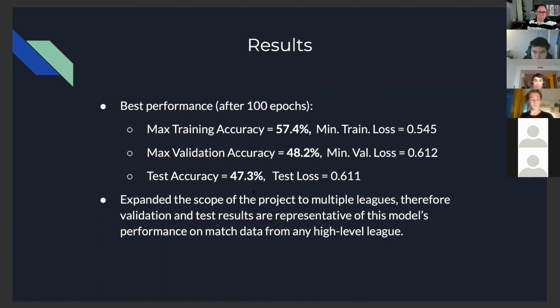So our model was able to reach a validation accuracy of 48.2% in 100 epochs and a test accuracy of 47.3%. We decided that accuracy would be our only performance metric because in sports betting, the type of incorrect answer you get doesn't really matter. You still lose money. We believe this accuracy will be similar if our model is run on data from other leagues, because the data set included 5 different leagues already.